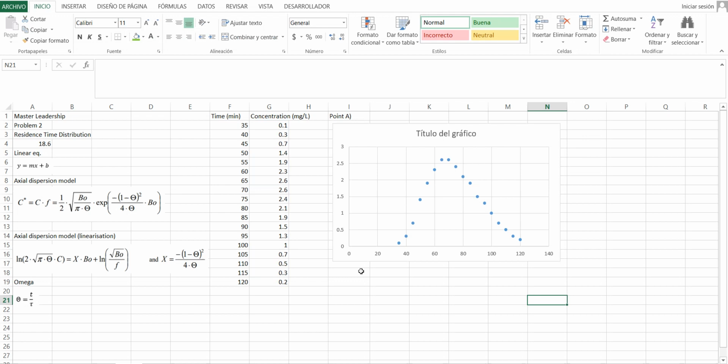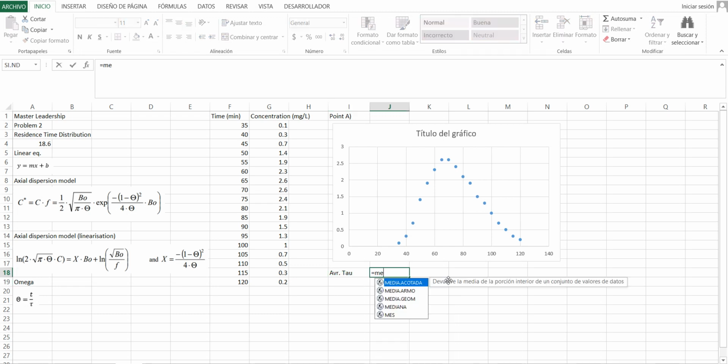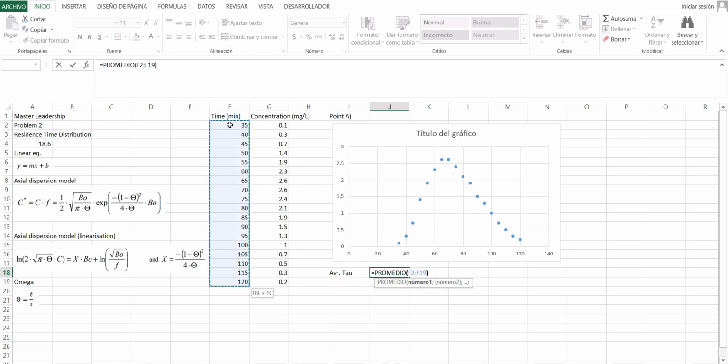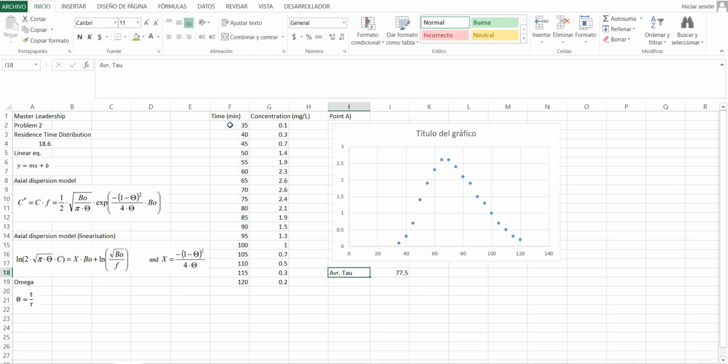We can make this much more accurate by taking the mean value of the residence time. So there you have it. Here is the average residence time. Let's not forget the units, that is always important, in minutes. And that's point A, 3 points right there.